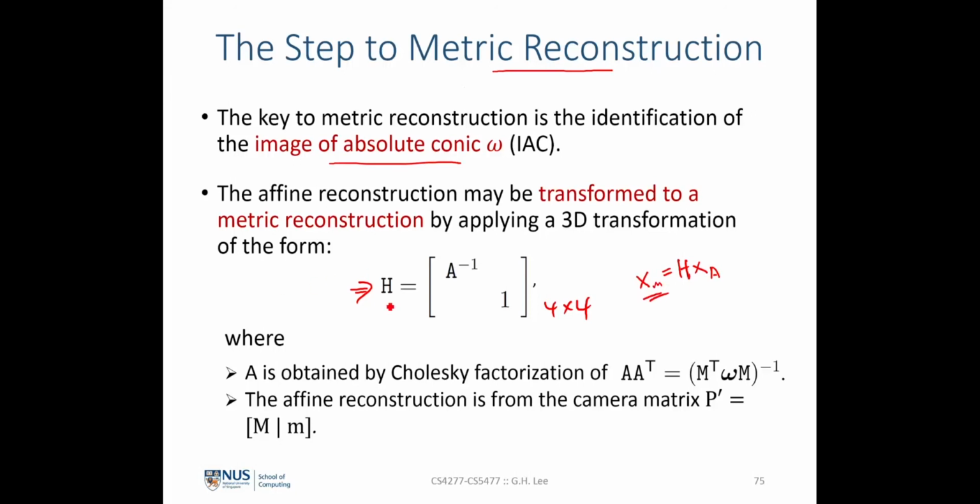And for this particular matrix H over here, the first 3x3 entries are given by A matrix inverse, and the last element is 1, where A is simply recovered from the Cholesky decomposition of this matrix over here, where M here is the first 3x3 entries of the camera projection matrix in the second view, and omega here is the image of the absolute conic that we have identified earlier on. So now let's proceed to prove that this relation over here is true.